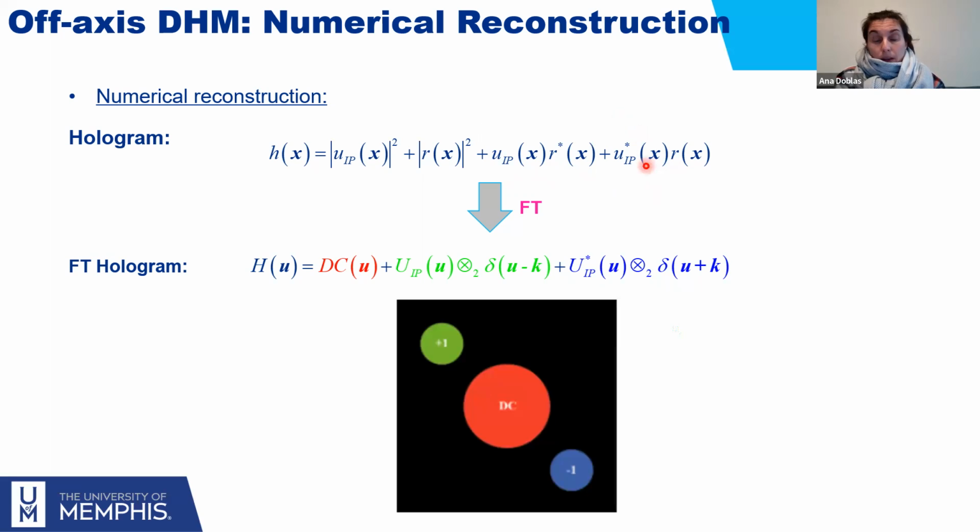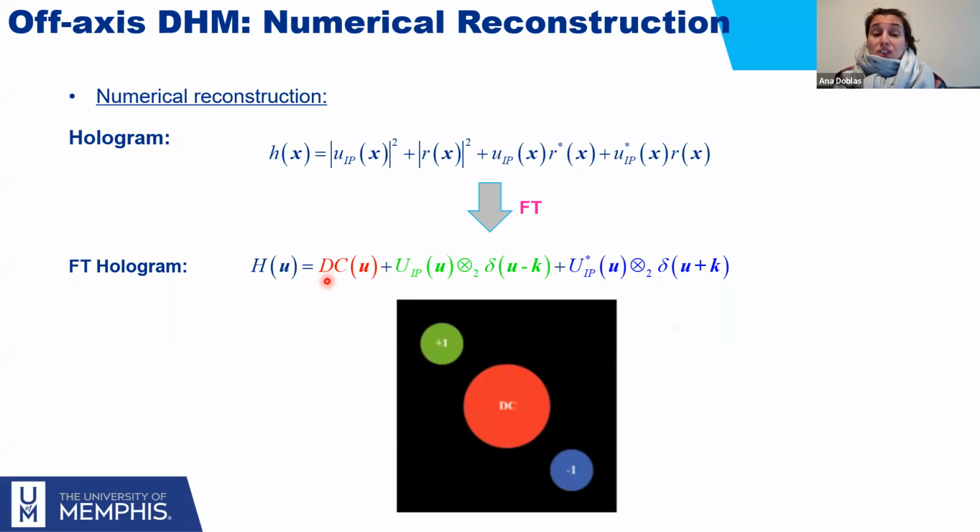We can handle both of them. But you see, the term that we want is mixed with another different term, right? So how are we gonna work it out? In off-axis DHM systems, if you take the Fourier transform, you're gonna realize that these terms are placed in different positions in the Fourier domain.